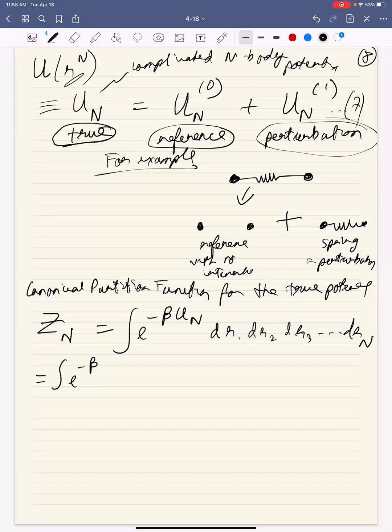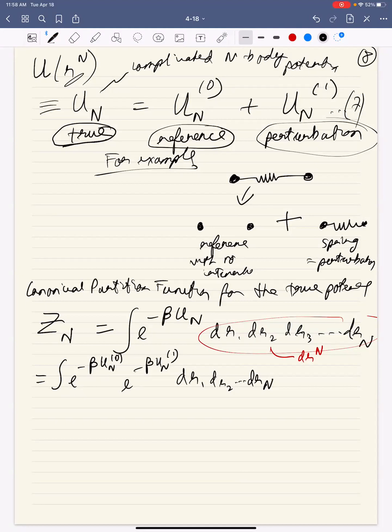What is U_N? U_N can be written as U_N0 plus U_N1, right? So let's write it as the integral of e to the power minus beta U_N0, e to the power minus beta U_N1, dr1, dr2, ..., drN. And just like Vanessa said, this shortcut is dr capital N, which we had been using, but I want to write it down explicitly.